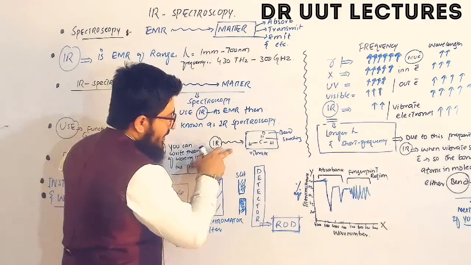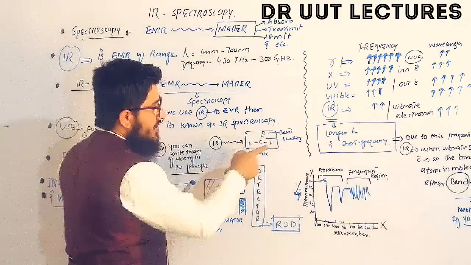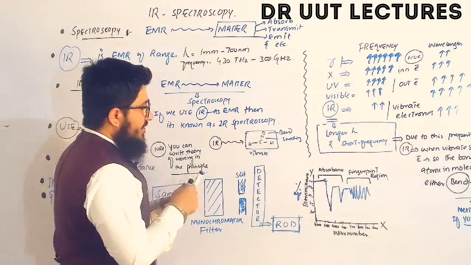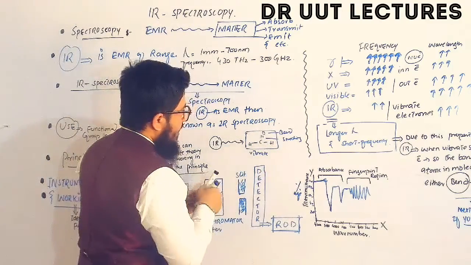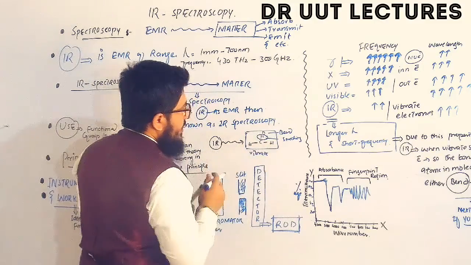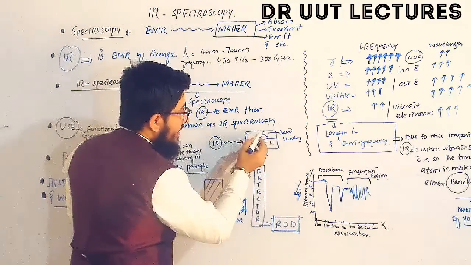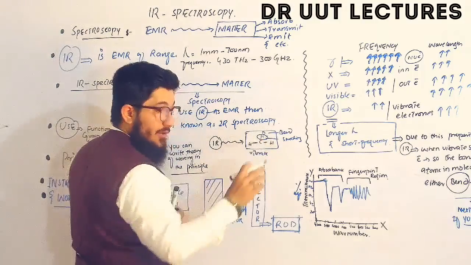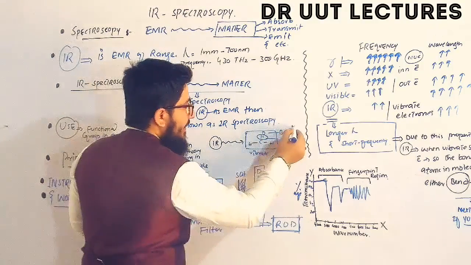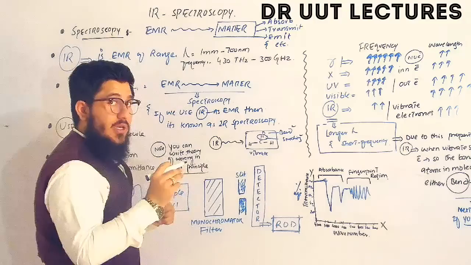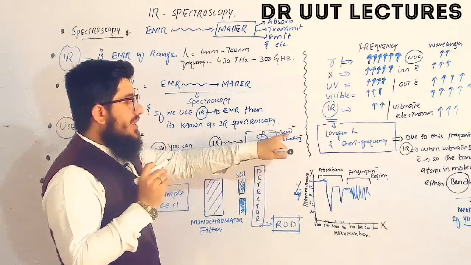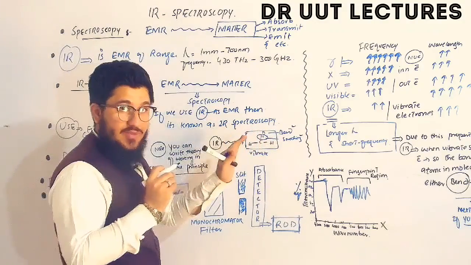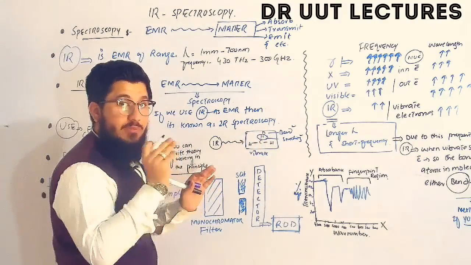So when IR is targeted on the sample, it will vibrate, and this stretching and bending will be observed in specific regions. The bonds present will show the stretching, and the atoms, or you can say the skeleton of the molecule, will show the bending. This is the very point that you must remember. Stretching is specific for the bonds, and the bending is specific for the atoms, or you can say the skeleton of the molecule.